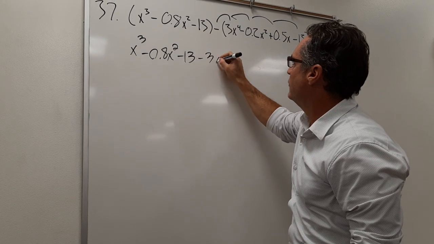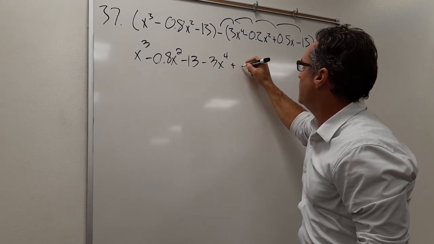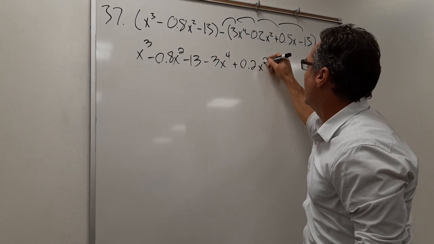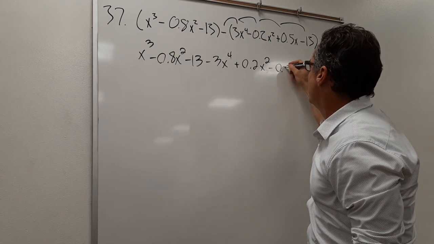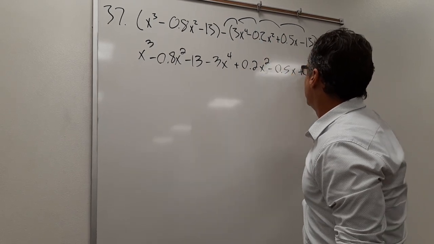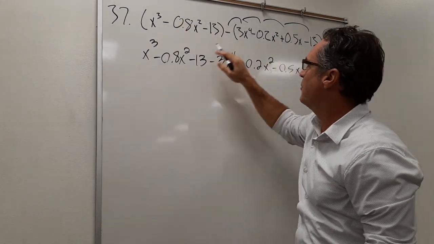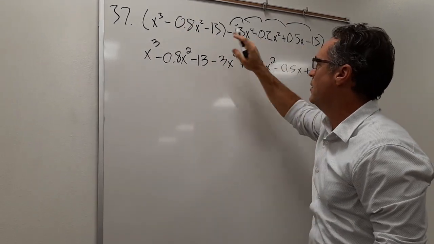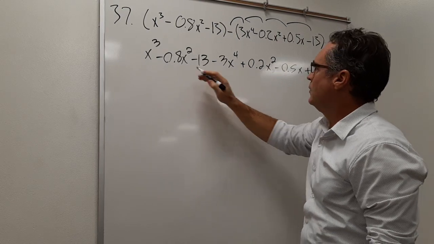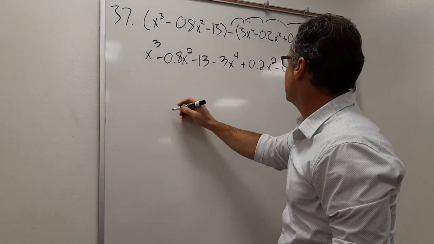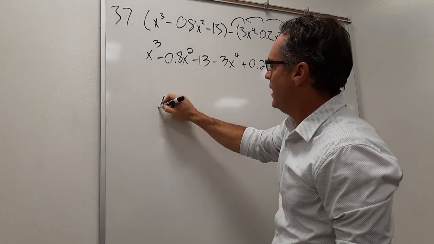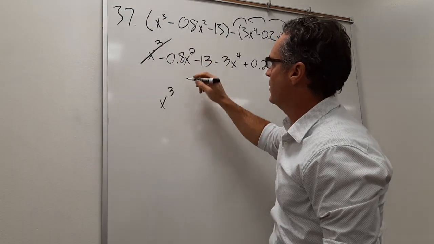This is going to be minus 3x to the fourth. This is going to be plus 0.2x squared. This is going to be minus 0.5x. And this is going to be plus 13. I have a polynomial minus a polynomial. Don't need that parentheses. Have to distribute the negative through there. The subtraction of polynomials. I look across here. I don't have any other x to the thirds, okay? So I've got x to the third right here. I'm going to get rid of that right there.